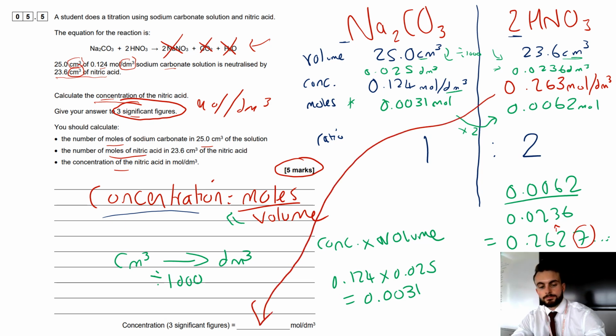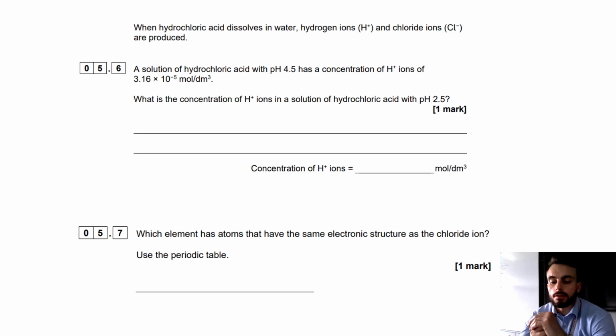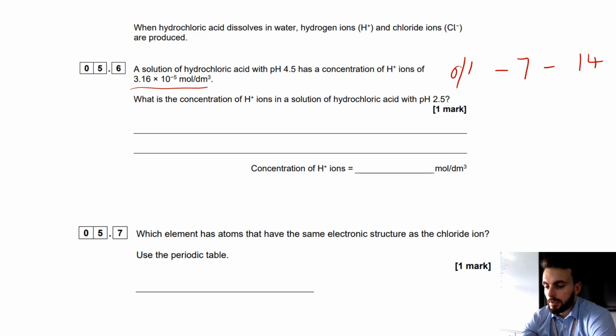Easy enough. When hydrochloric acid dissolves in water, we've got H plus ions and chloride ions produced. A solution of hydrochloric acid with pH 4 has a concentration of H plus ions of 3.16 times 10 to the minus 5. What's the concentration if the acid is then pH 2.5? The way I would think of this is think about 7 in the pH scale, think about 14, think about 1 to 0.